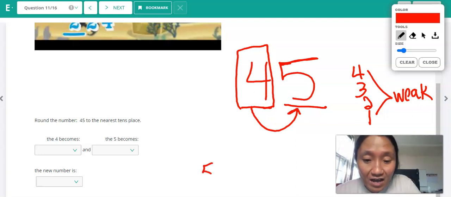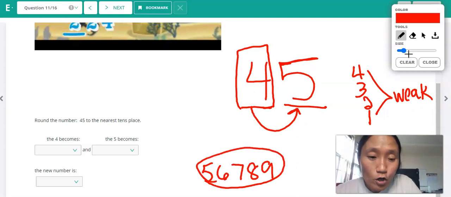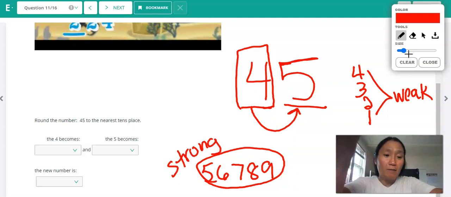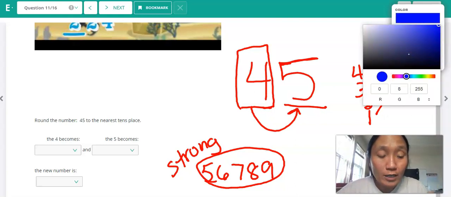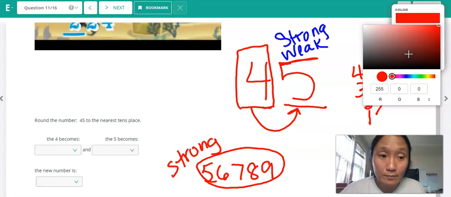If you are 5, 6, 7, 8, or 9, if you're any of those digits, you are going to be strong. And strong people can help a lot. They can push, they can pull, they can do big things. So looking at this 5, you have to ask yourself, is it strong or is it weak?